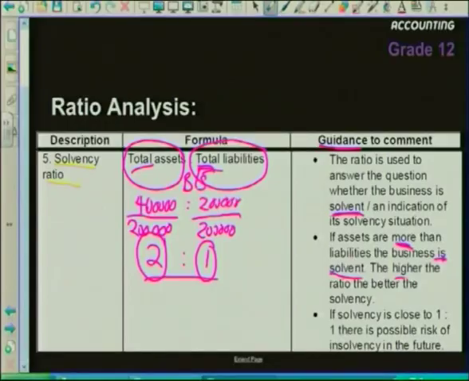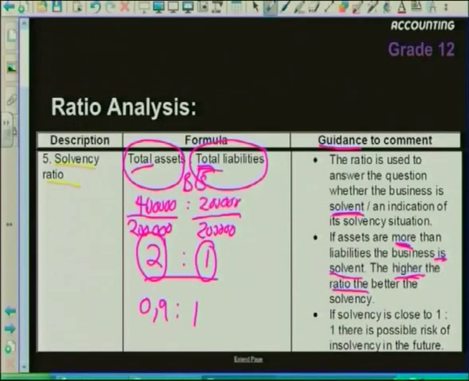The higher the ratio, the better it is for solvency. So please remember that. If solvency is close to 1:1, there is a possible risk of insolvency in the future. So in other words, if we calculated this ratio and, for example, we've got 0,9:1, immediately, can you see there's obviously going to be a problem should the business shut down, because for every 1 rand owed, there is only 90 cents worth of assets. So remember, guys, solvency, the higher the ratio, the better it is for the business.